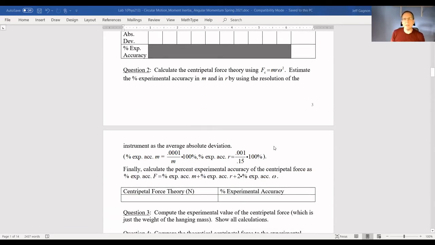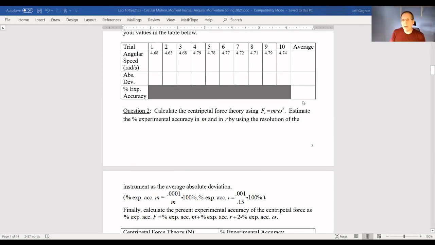Then I want you to estimate the percent experimental accuracy for the centripetal force theory. Remember, if you have an equation that involves multiplying several quantities together, then the rule is, if you want to find the percent experimental accuracy for this dependent variable, the centripetal force, you have to add these respective percent accuracies. And since omega is squared, you have to add it twice. So it would be the percent experimental accuracy for mass plus the accuracy for radius plus the accuracy of the omega, added twice for omega. For omega, we already have it, you calculated it, so you have that value here.